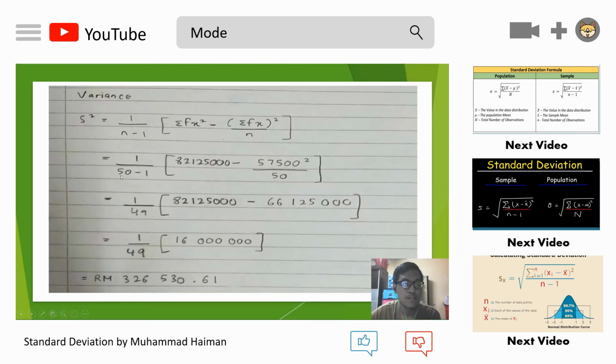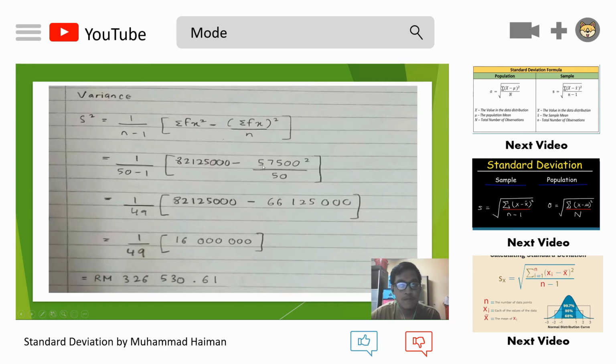Then we can just put the value in the formula, which is 1 over 50 minus 1 open bracket 82,125,000 minus 57,500 powered by 2 divided by n, and then close bracket. Oh, before I forget, the n here represents the total of frequency, which is 50. So I will solve the 50 minus 1 first. It's going to become 49.